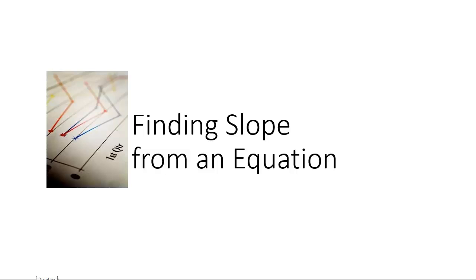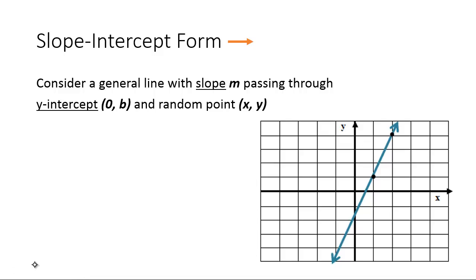This lesson is on finding slope from an equation. So first off, we've got slope-intercept form. Consider a random line with slope m, and it passes through a y-intercept, which will always have x value 0, and we're just going to call it b for whatever point this is. And then it's also got a random point x, y somewhere on the line, which could be anywhere.